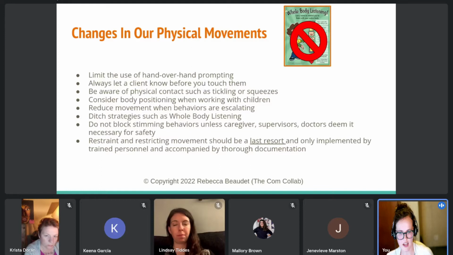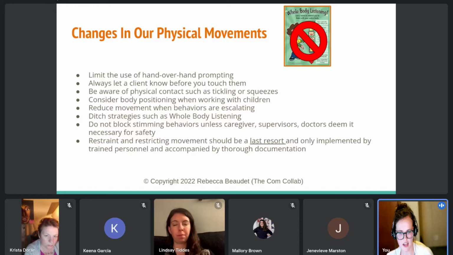Ditching strategies such as whole body listening. I think this is what Jen was alluding to when she said teaching that certain body language is positive or negative. There's been a whole wonderful discussion going on in the online neurodiversity community about whole body listening from the Social Thinking curriculum. And I've used this as recently as 6 months ago, before I knew better. And when we know better, we can do better.